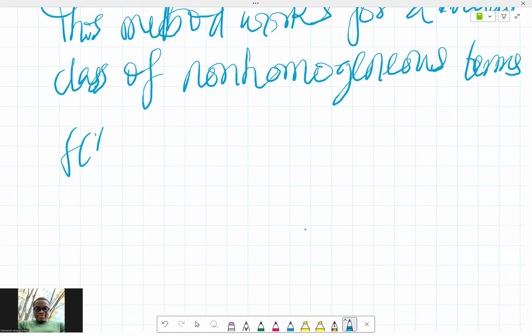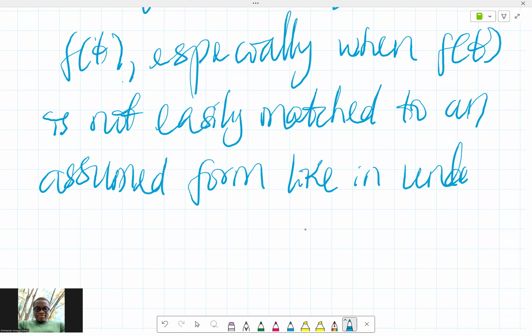f of t. The other time, if you have an exponential or a polynomial, sine and cosine, you can use undetermined coefficients. But what if you don't have any of those? That's where variation of parameters becomes very useful, especially when f of t is not easily matched to an assumed form, like in undetermined coefficients.